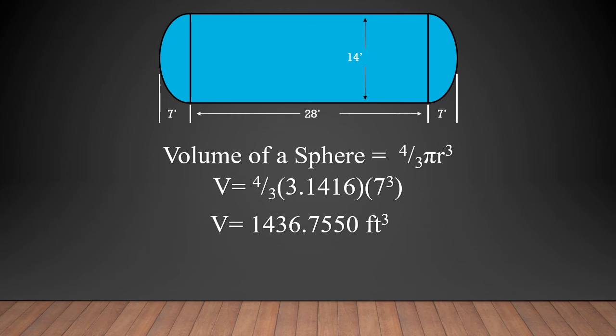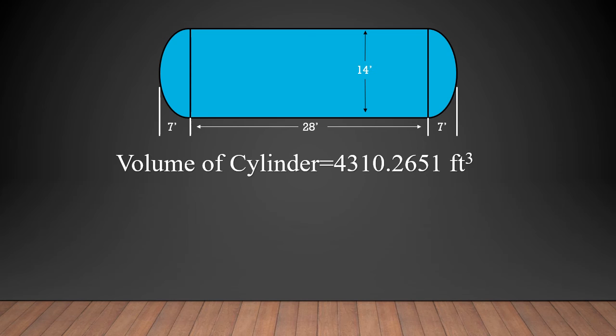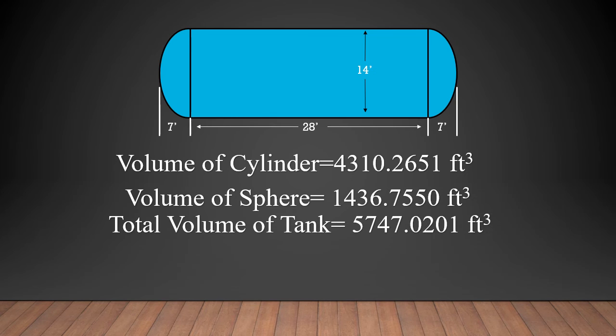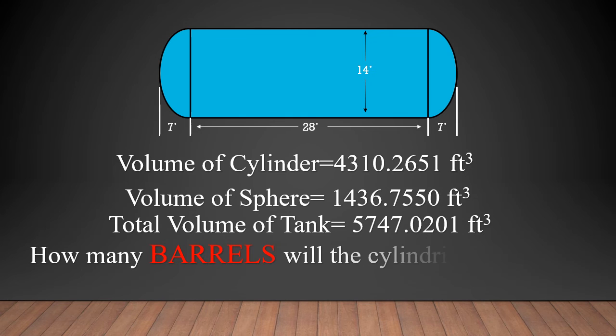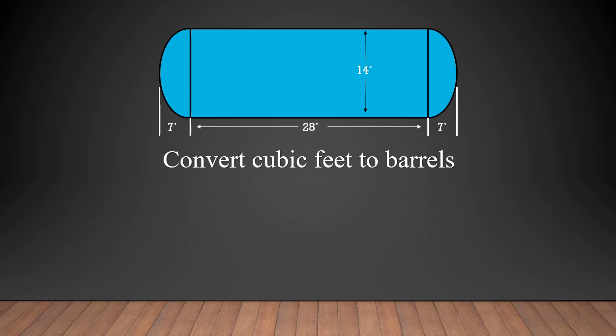So we have to take these two numbers that we have and add them together. We take the volume of the cylinder and add it to the volume of the sphere, and that will give us 5,747.0201 cubic feet. But if we go back to our problem in the book, it asks for barrels. So what are we going to have to do? Well, we're simply going to have to convert our cubic feet into barrels.